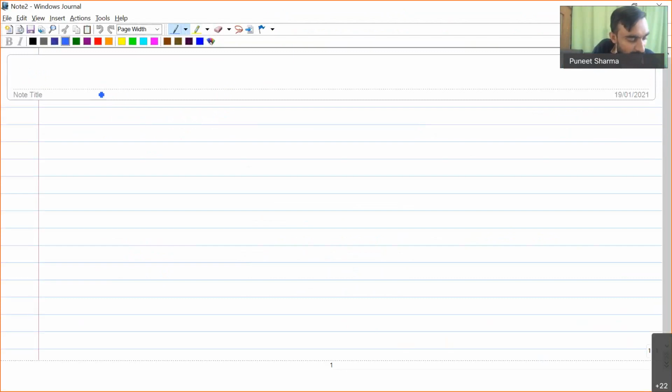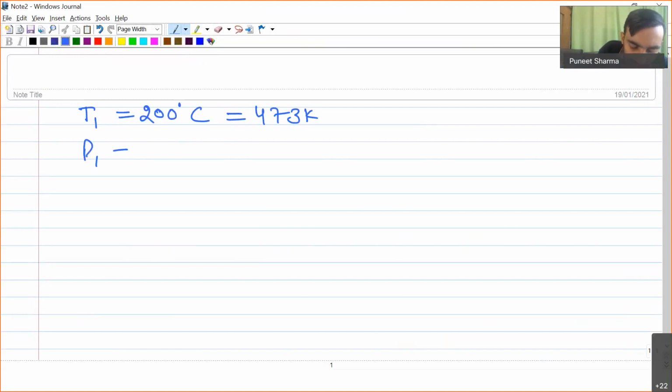So if I provide you the solution, let me first write the initial condition. T1 is equal to 200 degrees Celsius. So in Kelvin, it will be 473 Kelvin. Pressure P1 is equal to 300 kilopascals. Then we have initial volume as nothing but equal to 5 liter, which I can write as 5 into 10 to the power minus 3 meter cube.